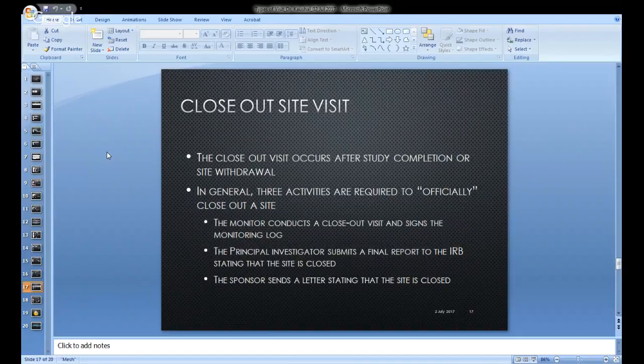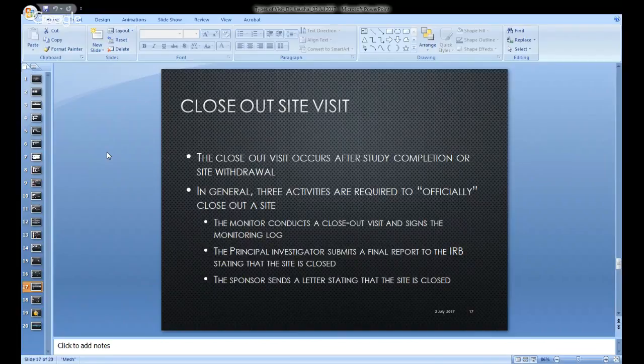Why? Because when we talked about site initiation, we understood that the site has received each and every document, essential document, confidential document. The site has received IP, the site has received lab kits, the site is trained, the duty delegation log is opened. When I say open, I mean each and every site staff has the start date mentioned but not the stop date, so it's kept open. So ensure that the closeout visit happens and all these documents are taken care of.